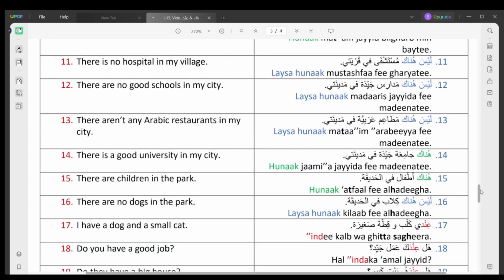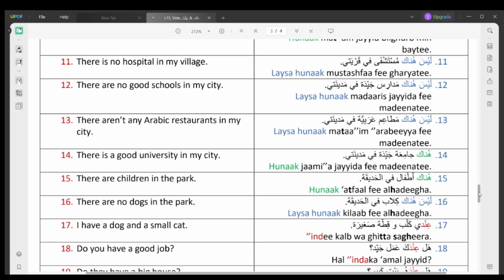Number 11. There is no hospital in my village. ليس هناك مستشفى في قريتي. Number 12. There are no good schools in my city. ليس هناك مدارس جيدة في مدينتي. Number 13. There aren't any Arabic restaurants in my city. ليس هناك مطاعم عربية في مدينتي.